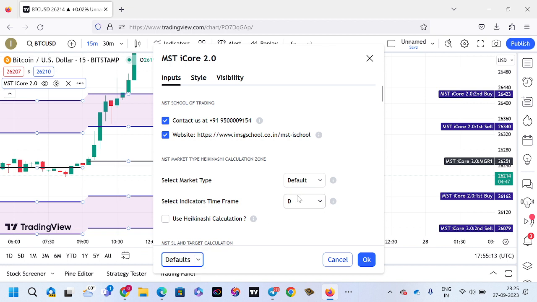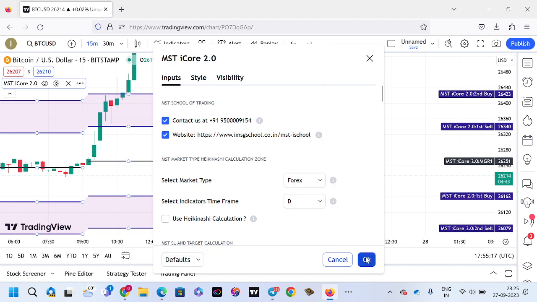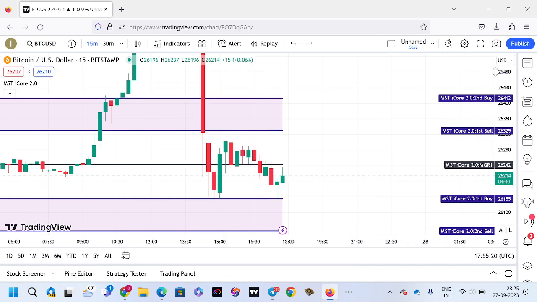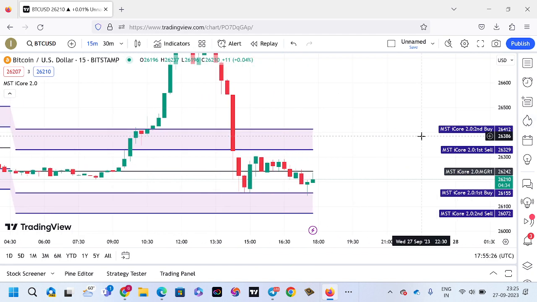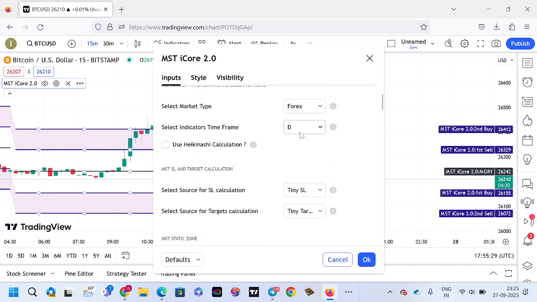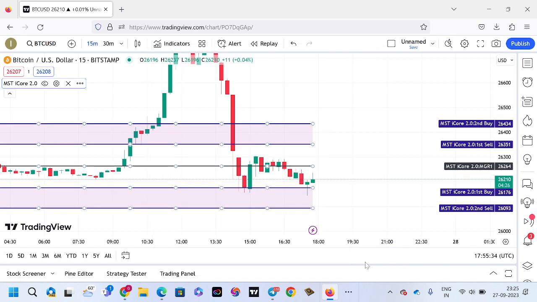But we have a different Forex method also that you can test. Depending on the market type, you have to change it. Depending on the market type, you have to practice, and whichever is working better, you can keep it. But we have tested only the default system. So depending on the market type, you keep that.